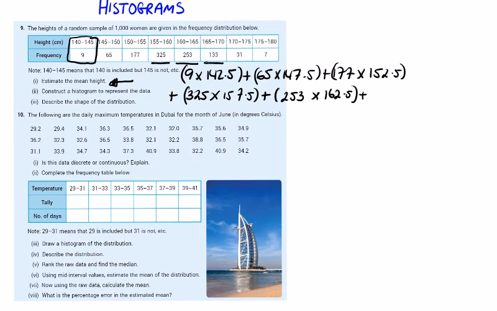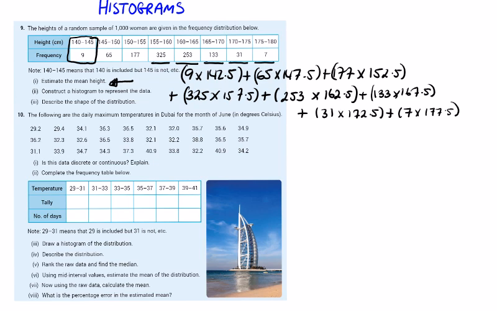We have 133 by 167.5. We have 31 by 172.5. And finally we have 7 by 177.5.